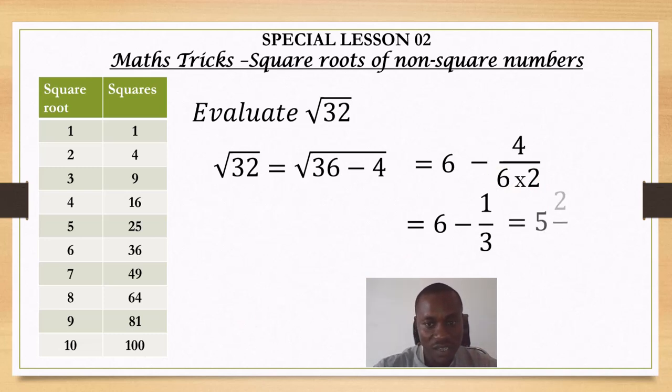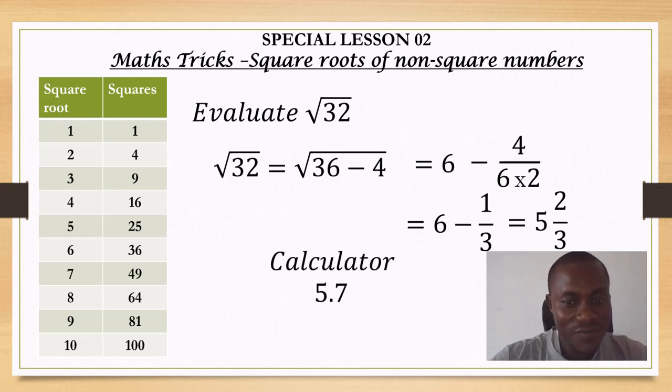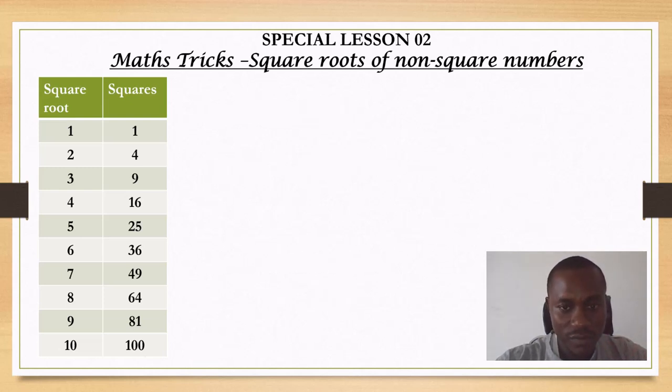So if you subtract that, you get 5 and 2 over 3. So the answer is 5 and 2 over 3. Written in decimal, we are going to have 5.7. Let's compare our result with the calculator result. Calculator result: 5.7. That's so good. So if you do this, you are going to get a quick answer to the square root of this kind of numbers. Now, go to the next one.